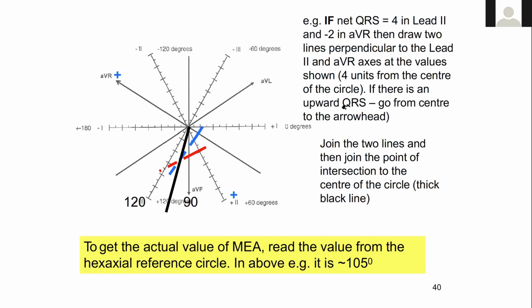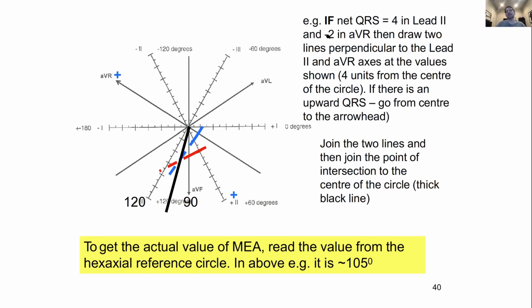Okay. So let's break this down. We've determined by counting the boxes that we had a +4 in lead 2. So we know lead 1 is here, lead 2 is 60 degrees away, right? We have a positive deflection. So don't think about the blue line, just think about the red line right now. We're going to go 1, 2, 3, 4. Make a little line right there.